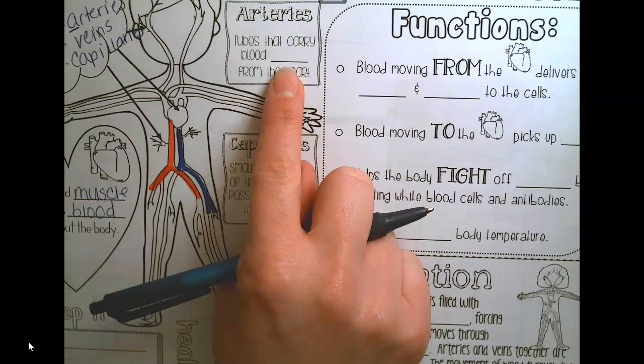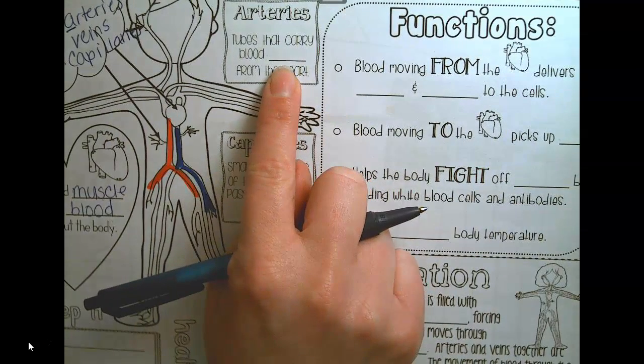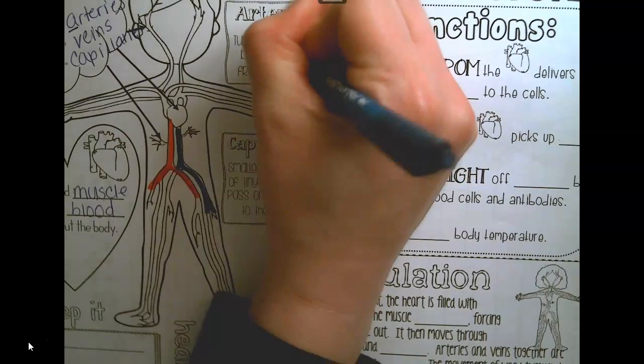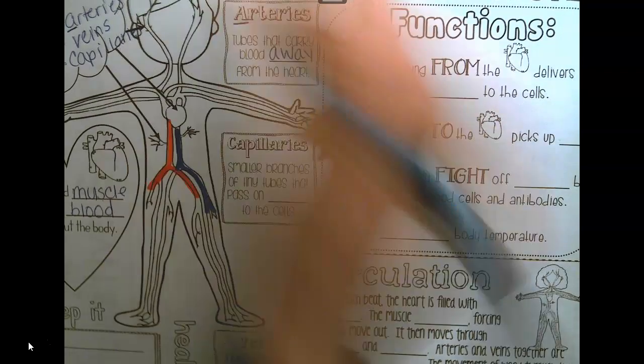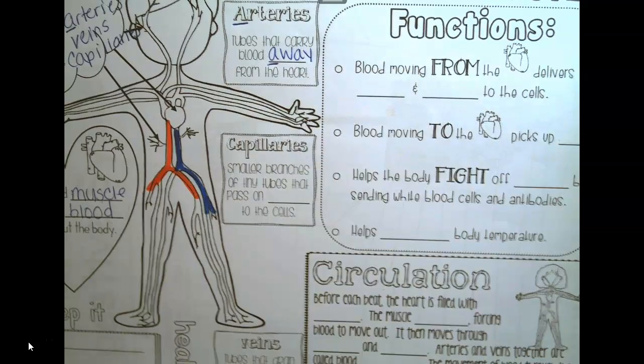All right, let's move over to arteries. Arteries are tubes that carry blood away from the heart. A for artery, A for away.